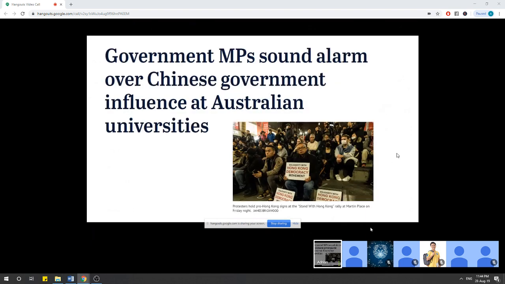So here you can see this is also another article. Because the Hong Kong protests have been quite serious recently, the Chinese government also blames Australian universities for influencing Chinese students with democracy teaching. Okay. Why only target Australia? They also go to the UK, right? They also go to Canada, right? Yeah, that's why I also did a bit of a thought process here.